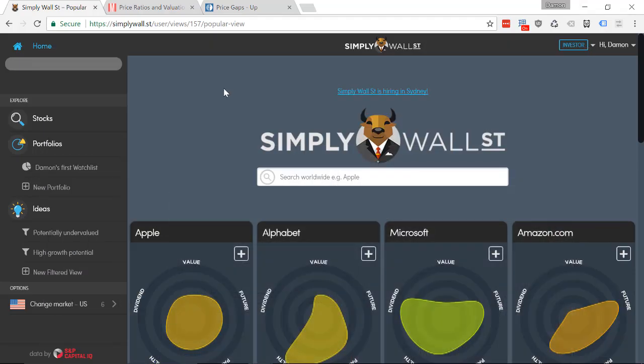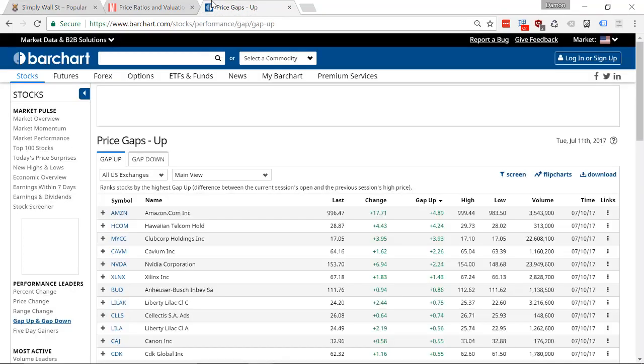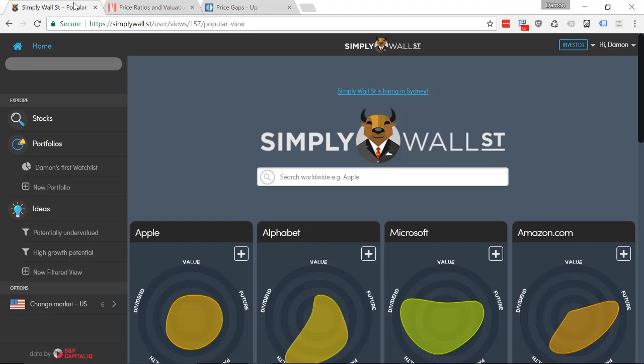The filtering is either through finding the gaps, which, by the way, you've got to take screenshots of gaps up and gap down every day, because after one day, all of these will disappear. There's no database on barchart.com. Now, if you're not a gap trader, you can just ignore that.